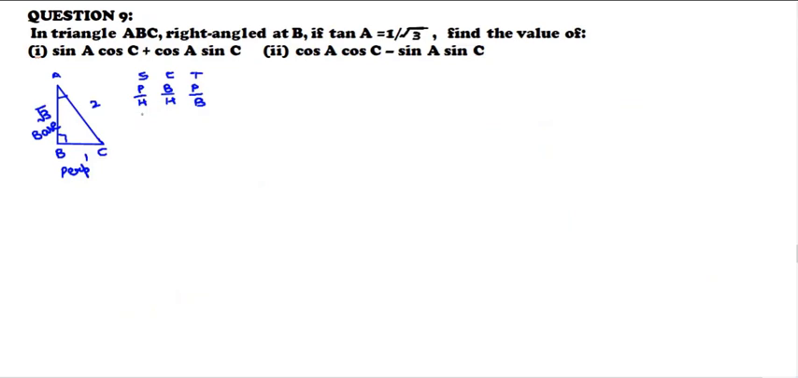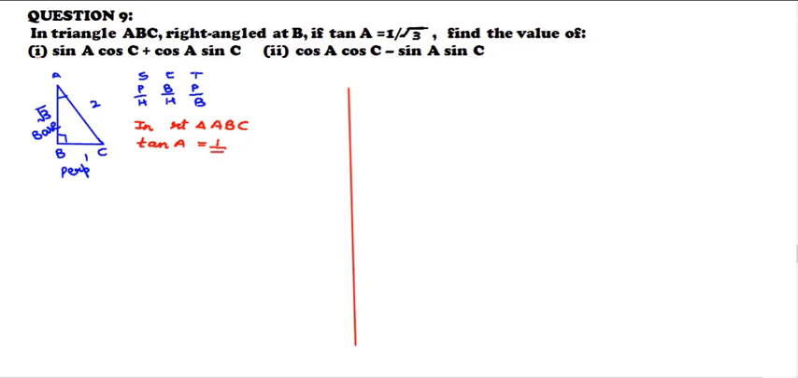Question 9. In triangle ABC, right angled at B, if tangent A is equal to 1 upon root 3, find the value of part 1, sin A into cos C plus cos A into sin C. So let us take a triangle ABC right angled at B. Tangent A is equal to perpendicular upon base, that is equal to 1 by root 3.